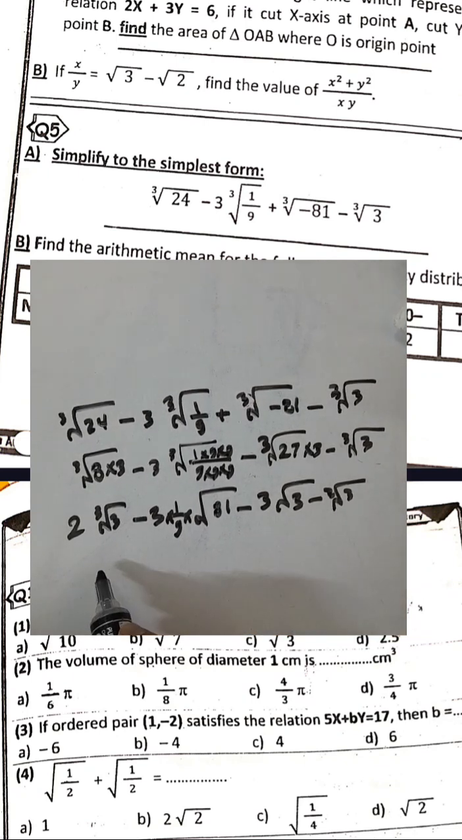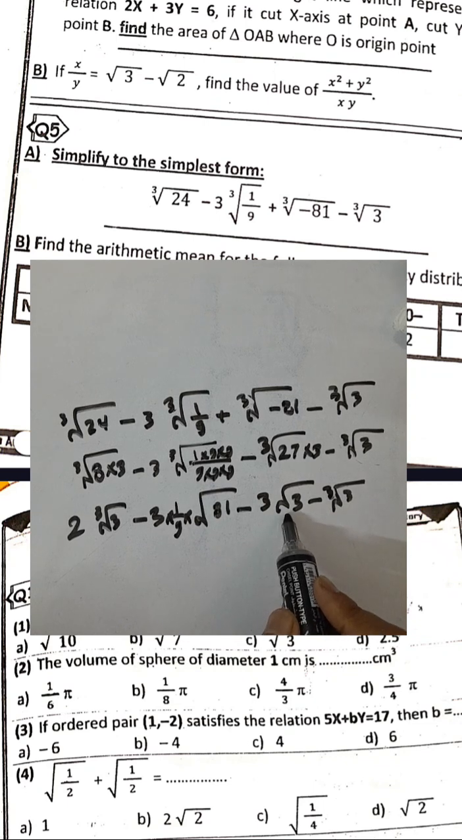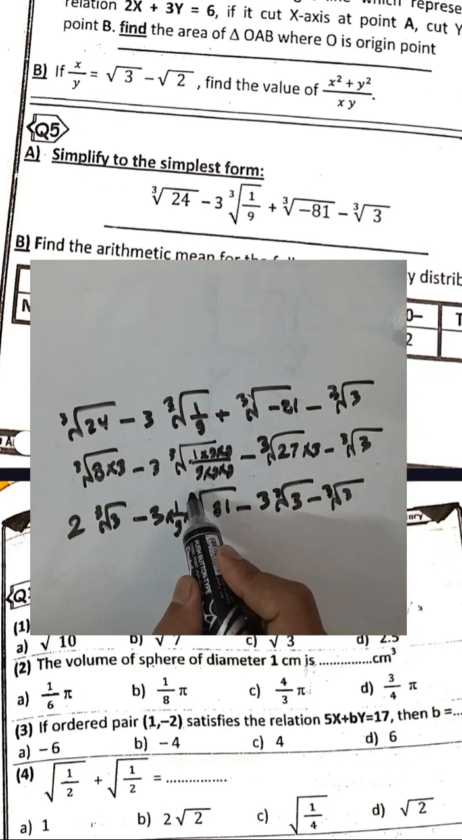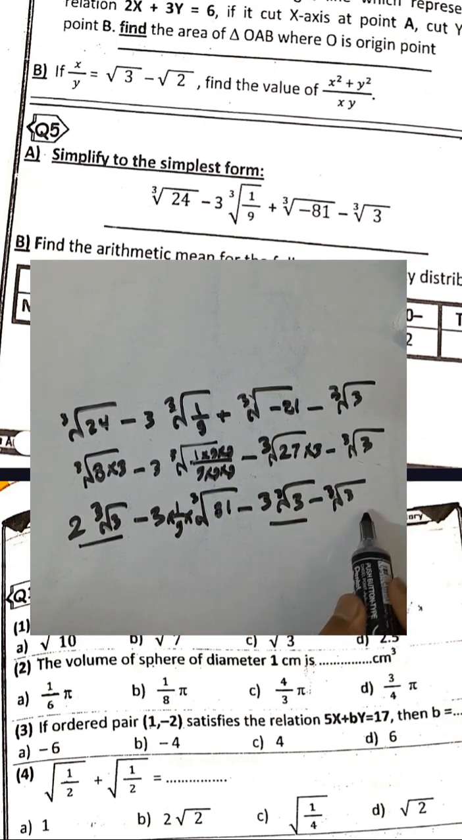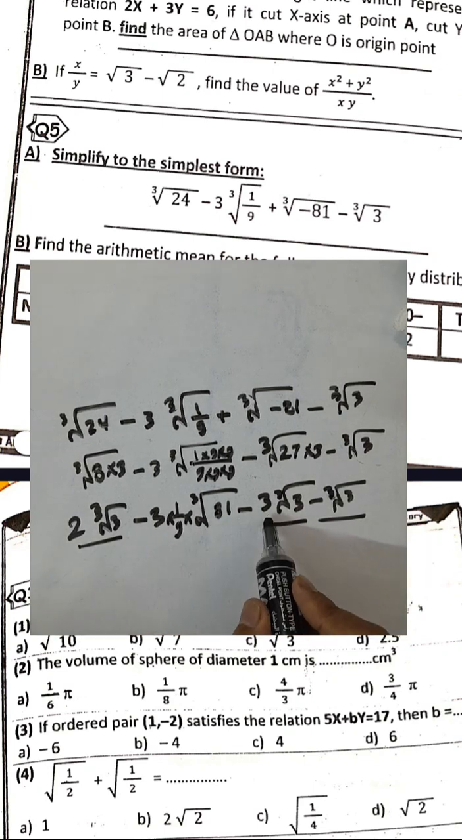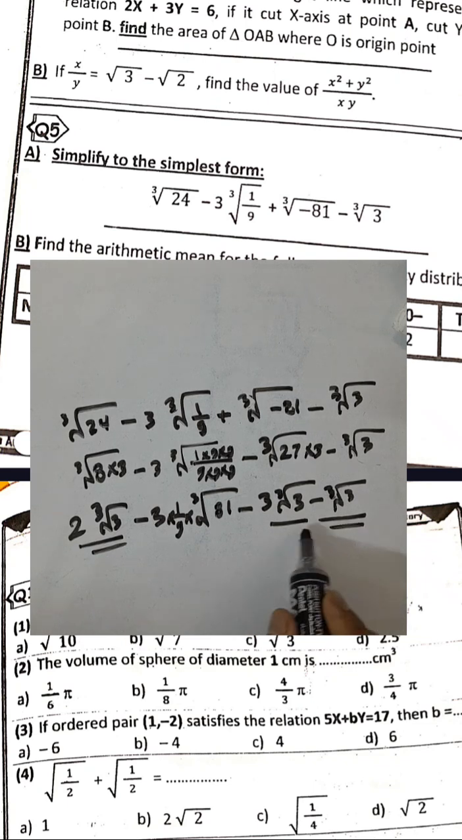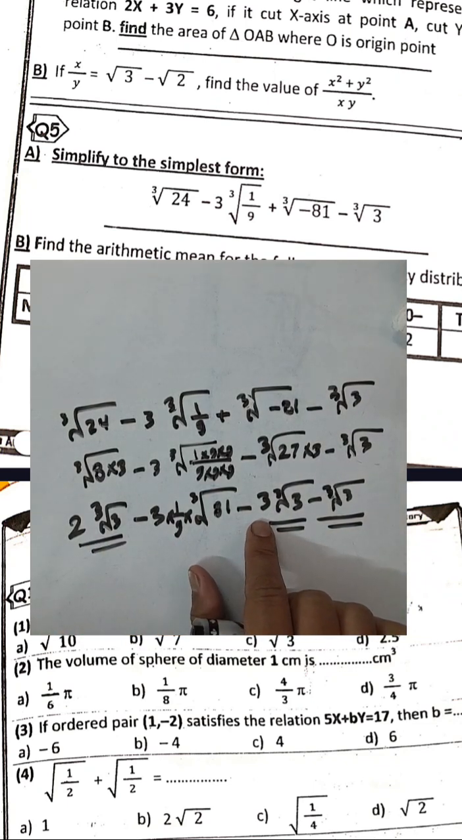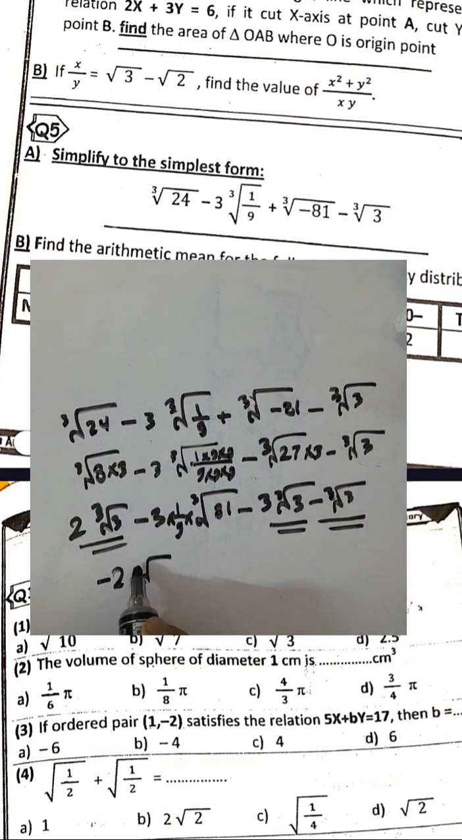You can simplify it. We have here cubic root of 3 and cubic root of 3 and the cubic root of 81 and the cubic root of 81. We have 3 similar terms here. 2 minus 3 will be negative 1. Negative 1 minus 1, negative 2. Write negative 2 cubic root of 3.